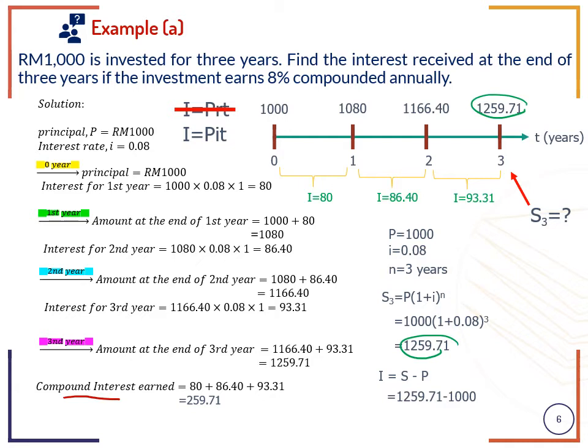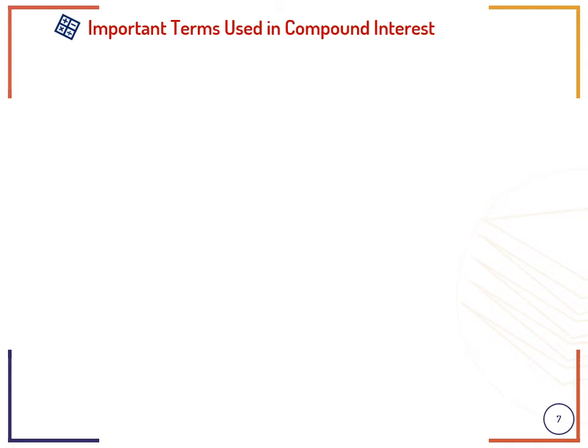Therefore, compound interest earned is equal to 259 ringgit 71 cent, which is consistent with the value here. There are several important terms used in compound interest, such as 1.